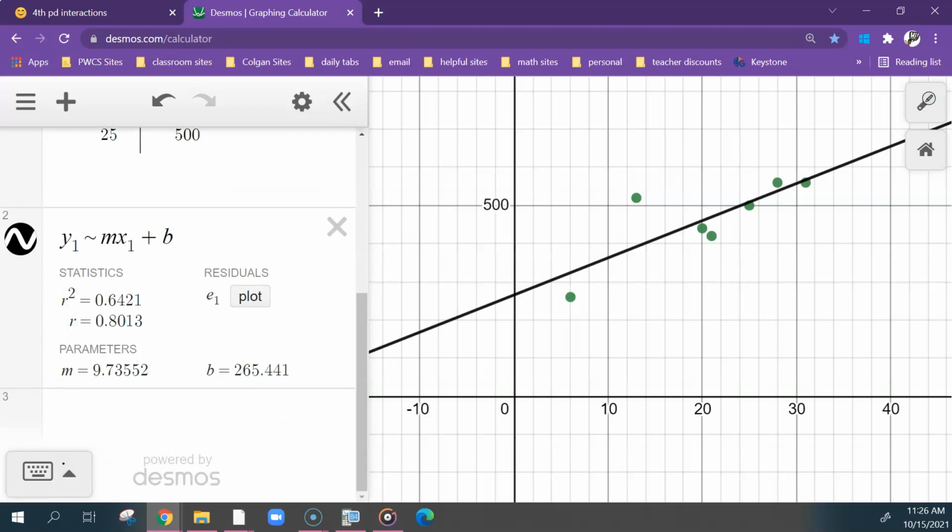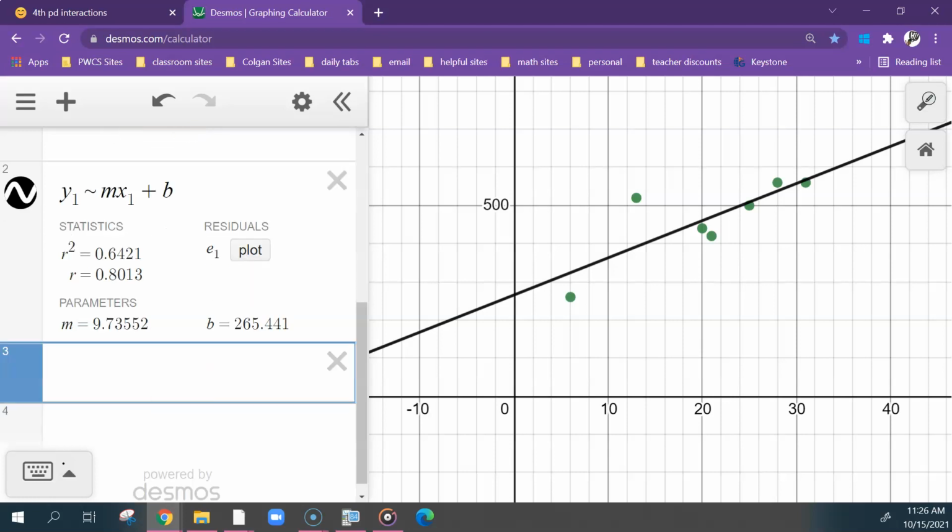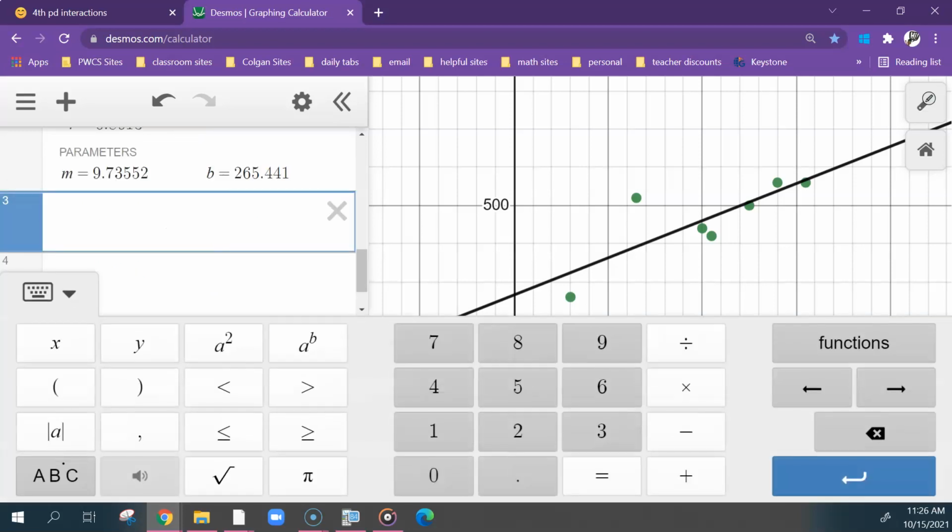And then to write your equation, just in the next line, you can take your slope and your y-intercept and put that in here. So y equals... I would use all of your decimals since there's no way to really store it.